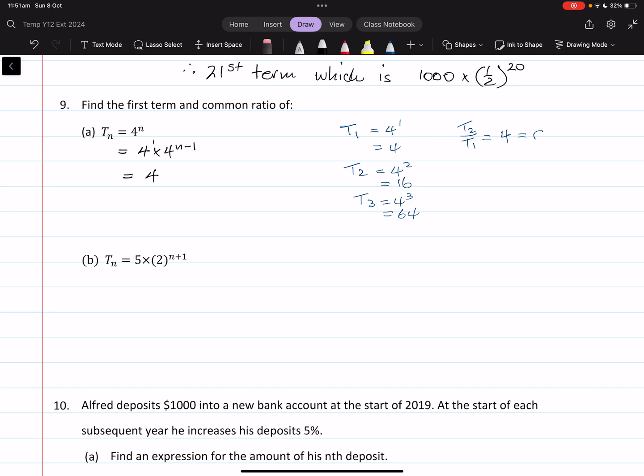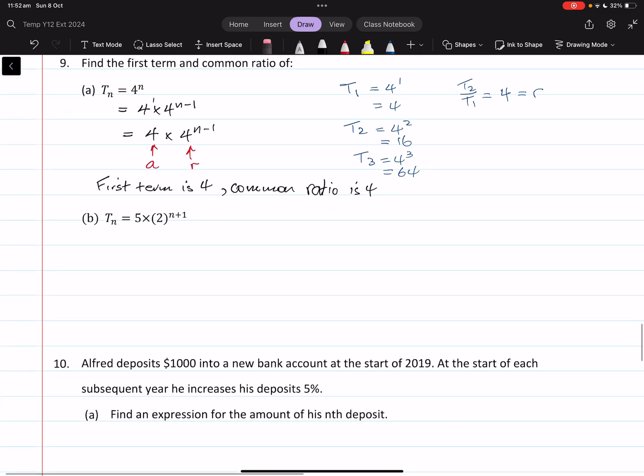I did that because if you have a close look now, it is of the form a times r to the n minus 1. And so I can see that this first term is my a and this term is my r, because it's a r to the n minus 1. And so I can read off the first term is 4, common ratio is 4. And you can use that technique for harder questions like this one, B.